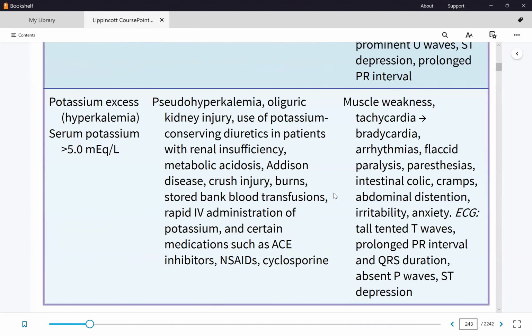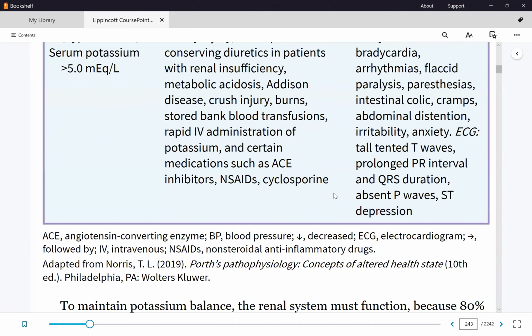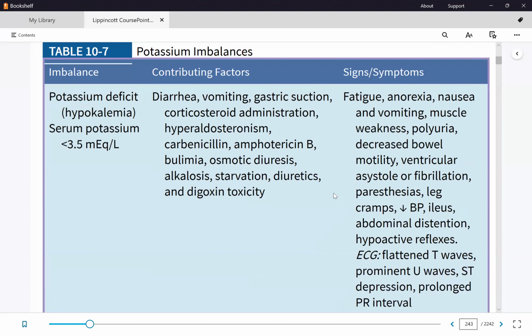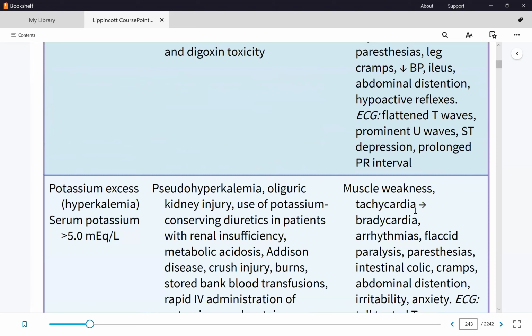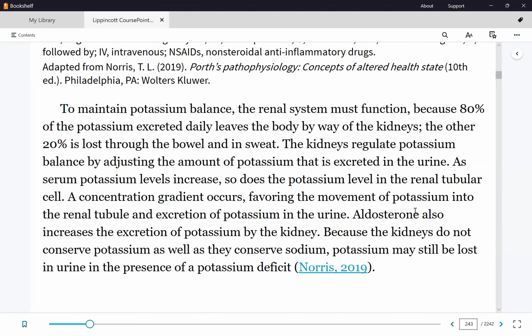I'll go back to this table later when we get to the other problem. Okay, so let's finish first. So we know sodium hypokalemia. These are the manifestations. Let's look at the interventions.